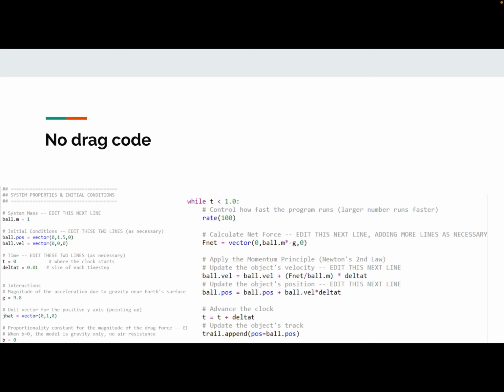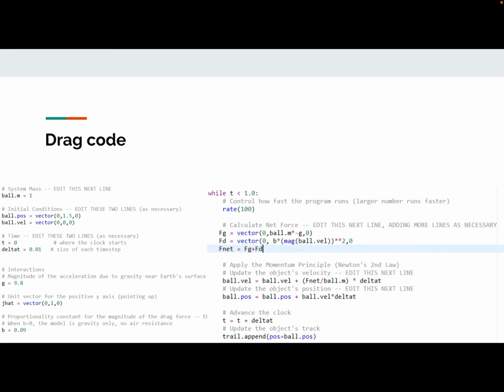So this would be the code that we use for the model without the drag force. Main things to consider here is that the coefficient for drag is 0, and then we use the force of gravity as the net force for this experiment, and then implement net force in the velocity of the ball.